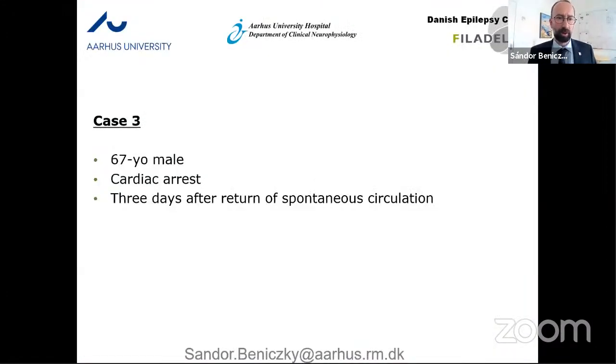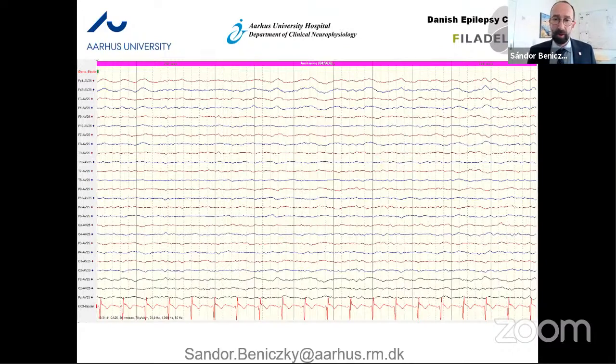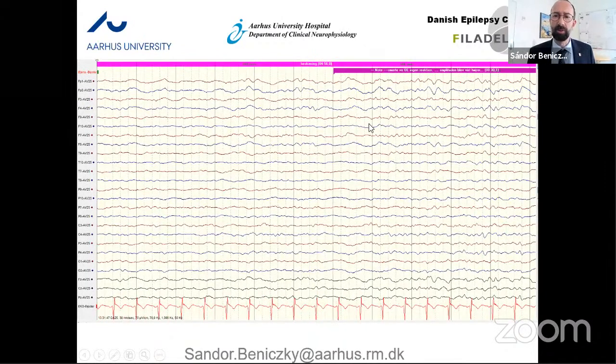Okay, third case is a 67-year-old male patient who had a cardiac arrest, and then 3 days after the return of spontaneous circulation, we recorded this EEG. You can see it's continuous, but it's low amplitude, a diffuse delta activity. And during the nociceptive stimulation, you can see that the patient is actually reactive. So again, nothing that would qualify as any of the Salzburg criteria for non-convulsive status epilepticus. So this patient does not fulfill our non-convulsive status epilepticus criteria.